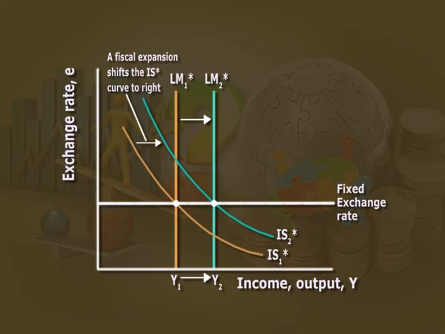The graph shows that due to fiscal expansion, there is a shift in the IS* curve to the right. To maintain the fixed exchange rate, the Fed must increase the money supply, thereby shifting the LM* curve to the right. Thus, in contrast to the case of floating exchange rates, under fixed exchange rates, a fiscal expansion raises income.